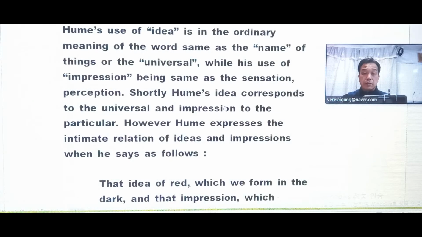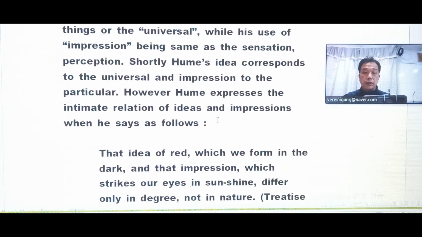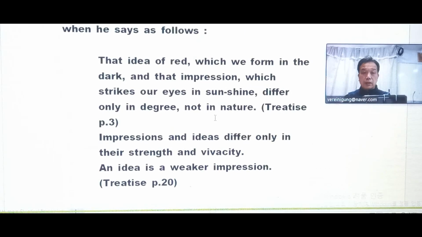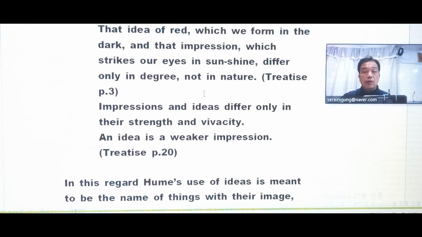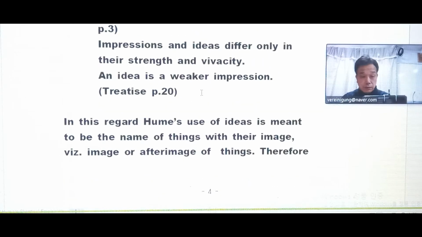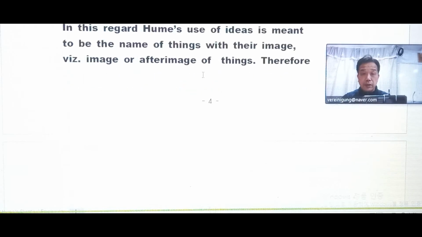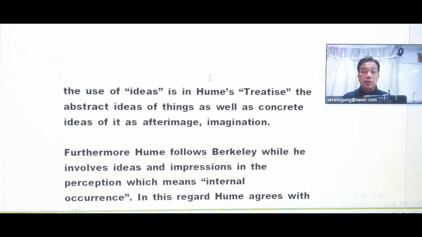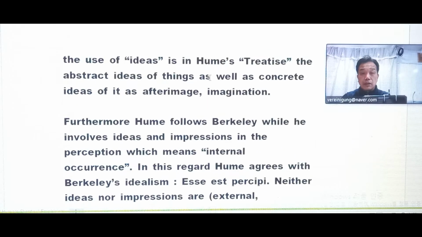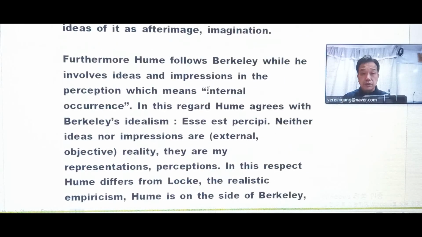However, Hume expresses the intimate relationship of ideas and impressions when he says as follows: that idea of red which we form in the dark and impressions which strike our eyes in sunshine differ only in degree, not in nature. Treatise, page 3. Impressions and ideas differ only in their strength and vivacity. An idea is a weaker impression. In this regard, Hume's use of ideas is meant to be the name of things with their image, or after image of things. Therefore, the use of ideas in Hume's Treatise is the abstract idea of things as well as concrete ideas of it as after image, imagination.